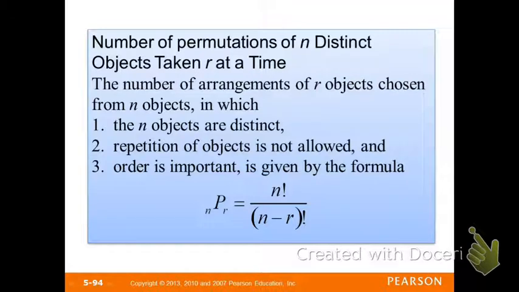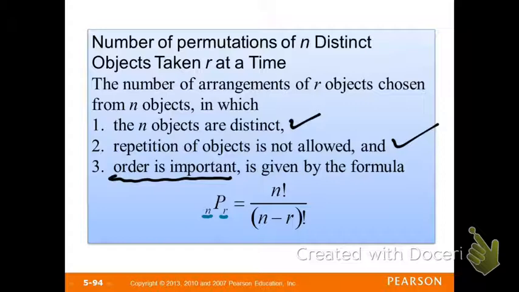And again, the criteria for when permutations are important. We need the objects to be distinct, repetition not allowed, and order is important. If those 3 things are in effect, then we're going to use the permutation formula. The permutation of R things chosen from N things is N factorial over N minus R factorial.